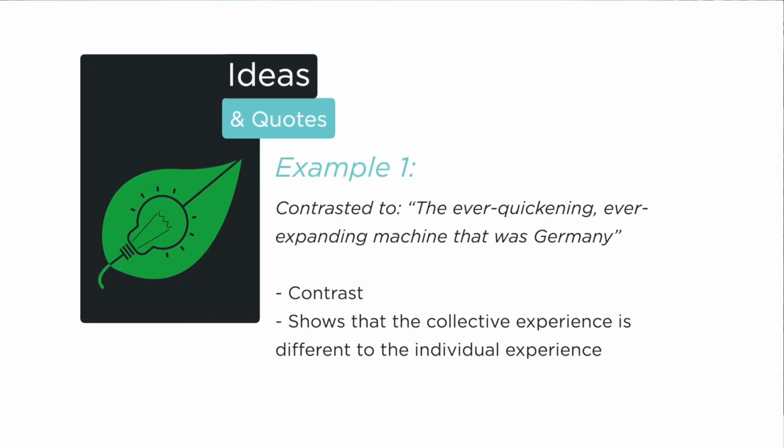So then, what's this contrasted to? Because obviously, we've got this imagery of Werner, but Doerr does a really great job of starting to create a contrast. What is that? So we contrast it to the ever-quickening, ever-expanding machine that was Germany. So I think what we have here is the contrast between that very childlike, innocent imagery and the more dehumanized imagery of the machine that's Germany.